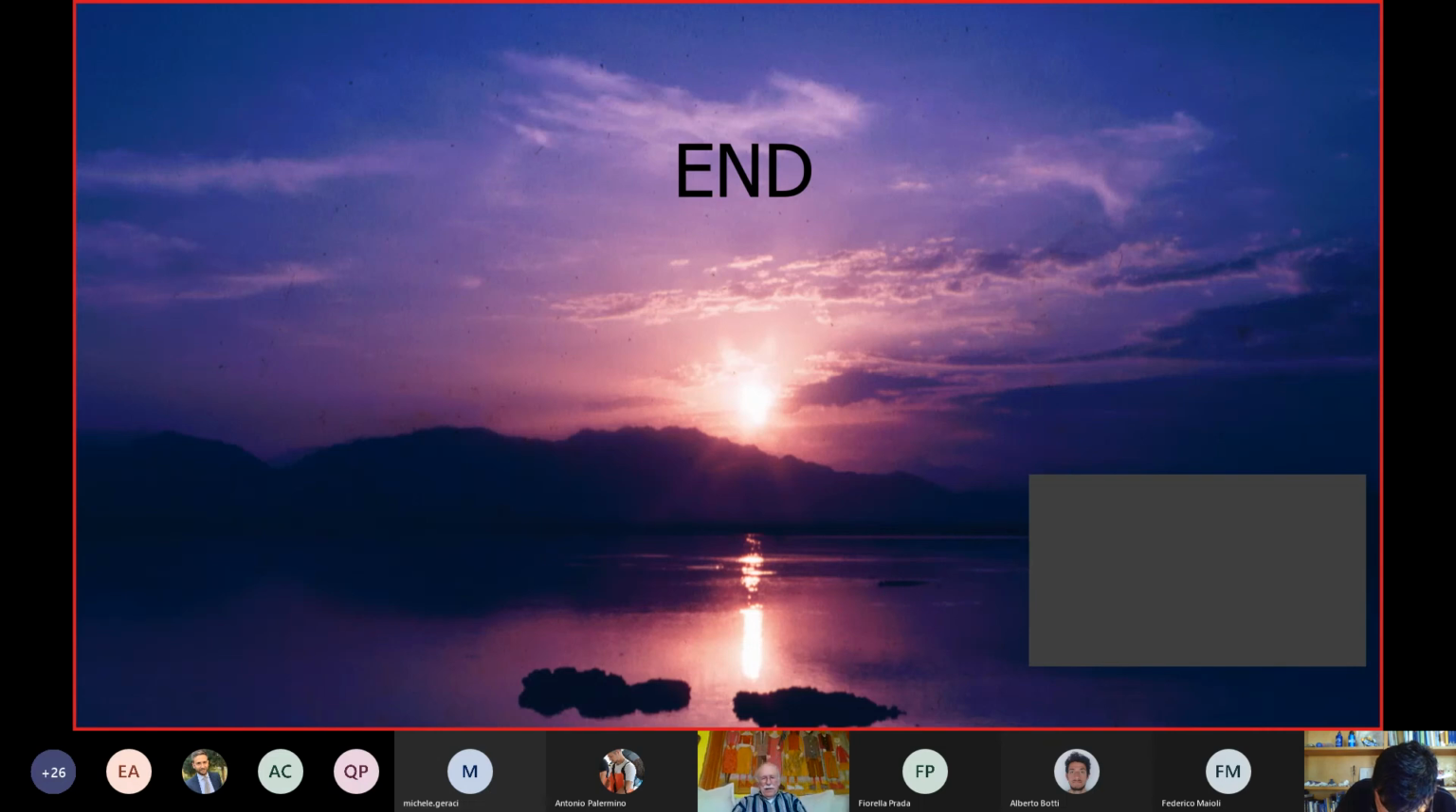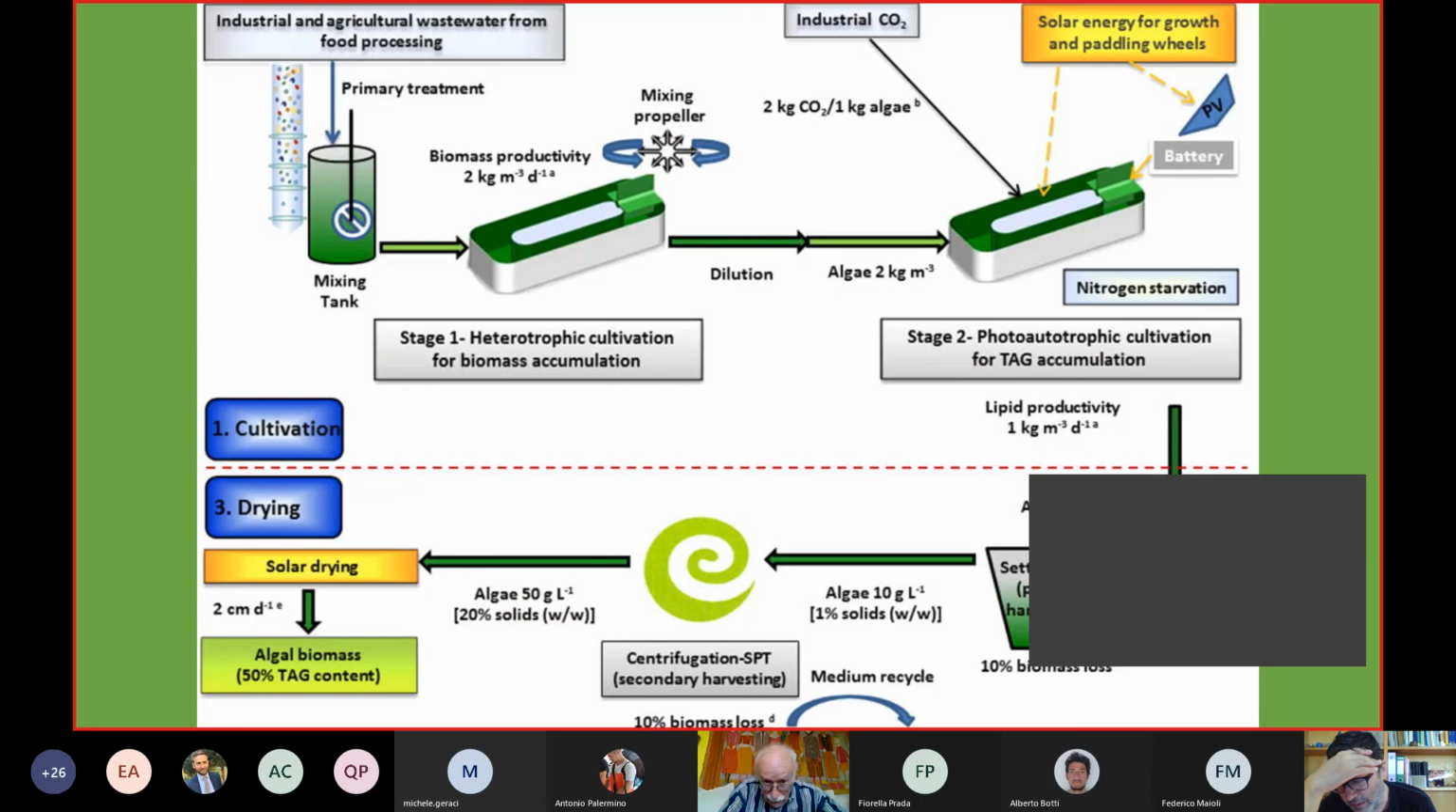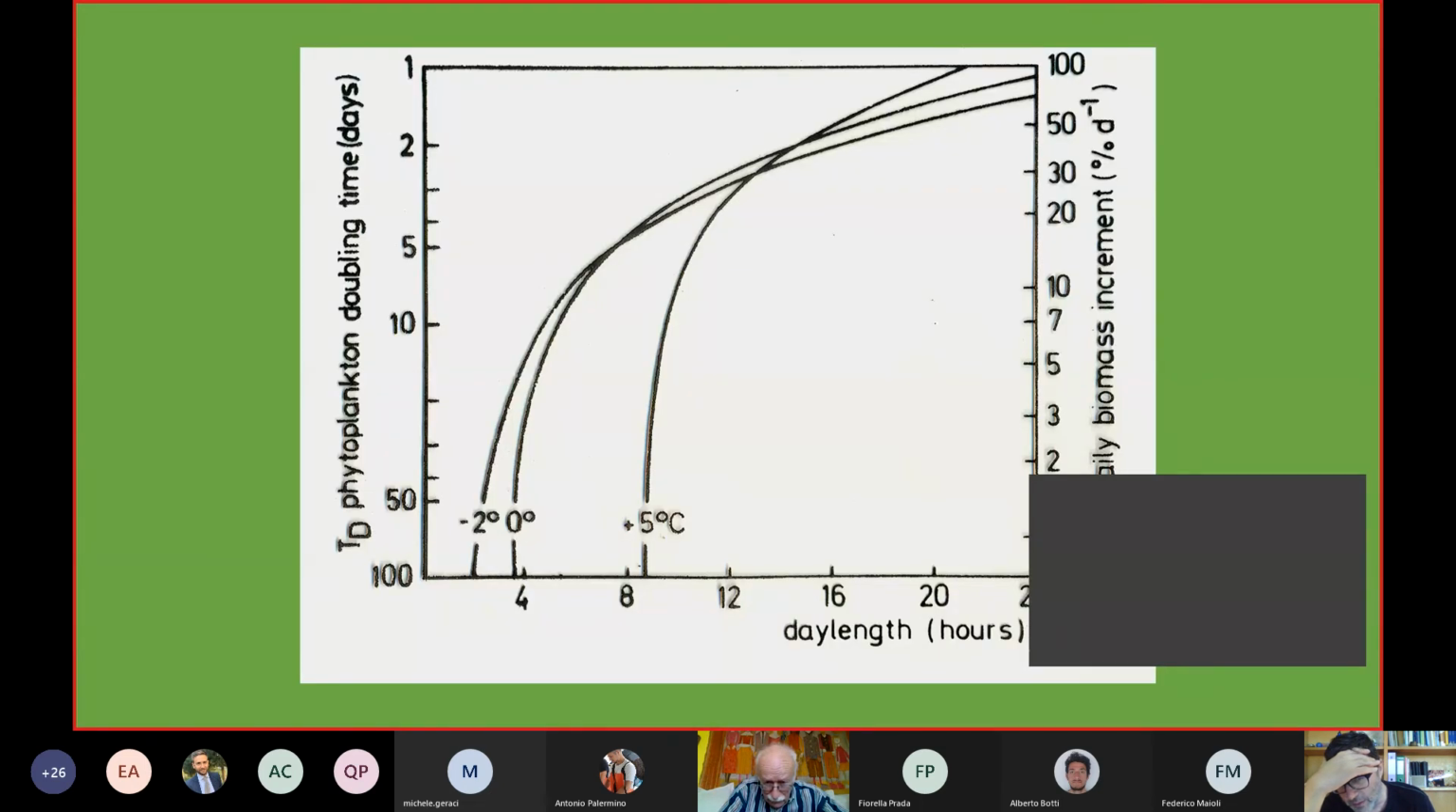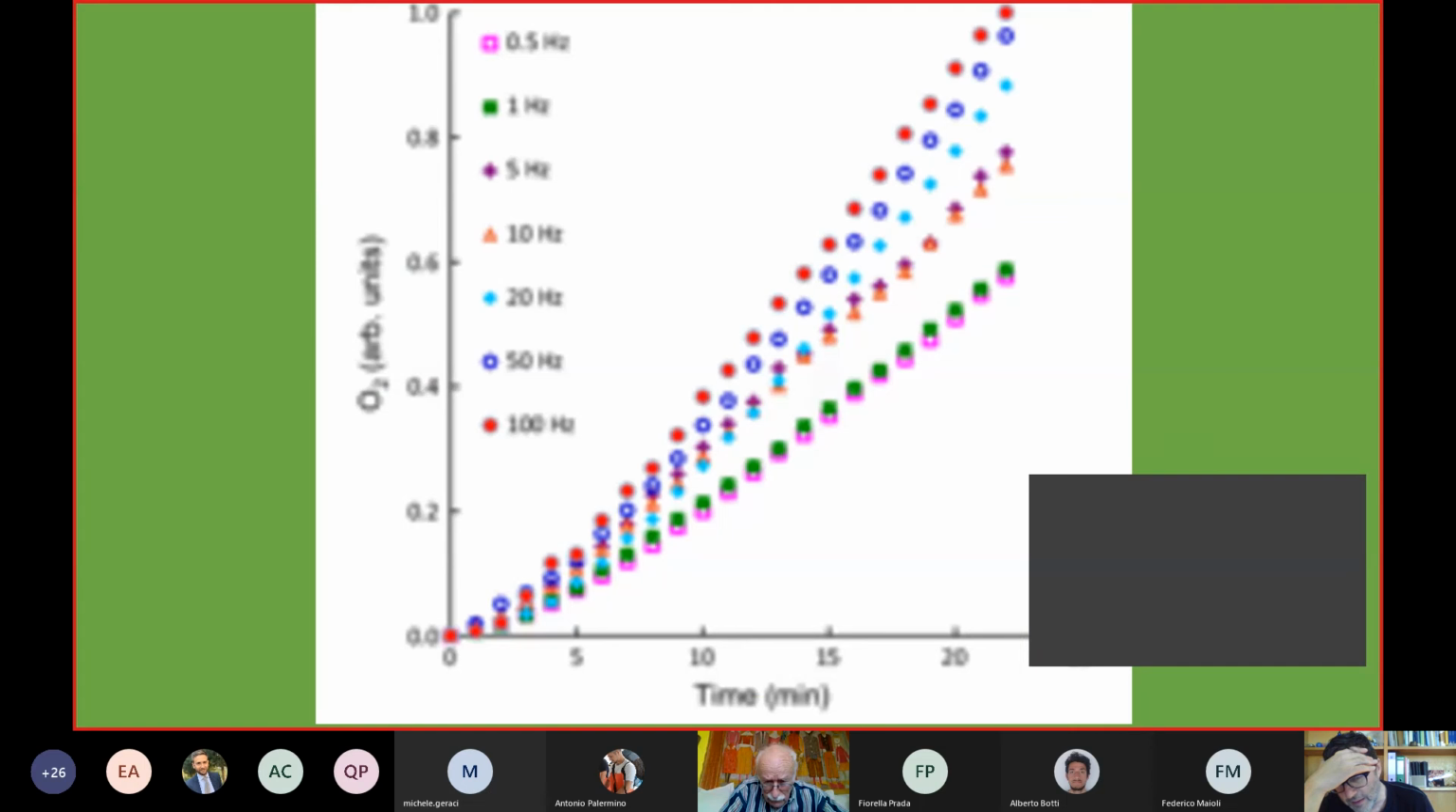I have a few questions. Can you go back to the 3 slides when you show the flashing light? This one. This is the flashing light effects on. Yes. Can you explain a bit this concept?